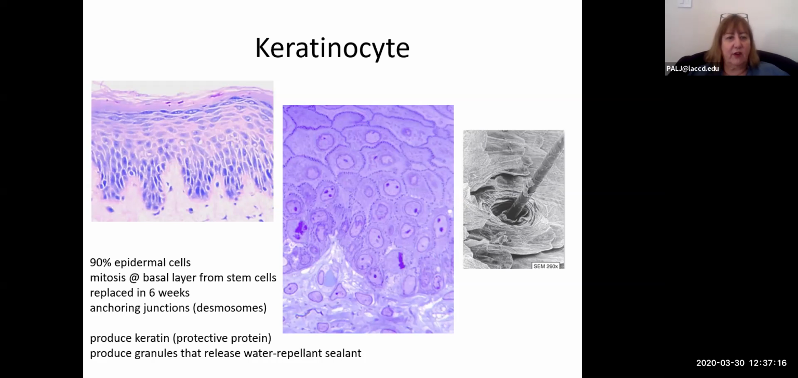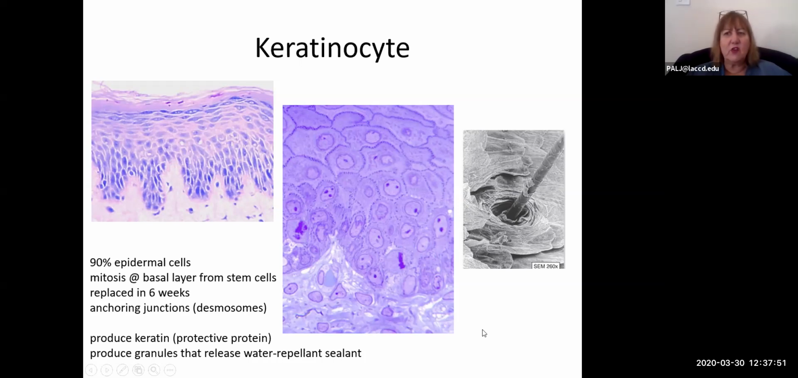Now, they are anchored to each other with desmosomes to keep them from pulling apart, especially if you're rubbing your skin or doing anything that requires friction, whether it's wearing a new pair of shoes. You don't want these to separate. So anchoring junctions, those desmosomes. So go back and review if you need to exactly the structure of that. And they're called keratinocytes, which technically means the cell of keratin, because they produce that protein known as keratin.